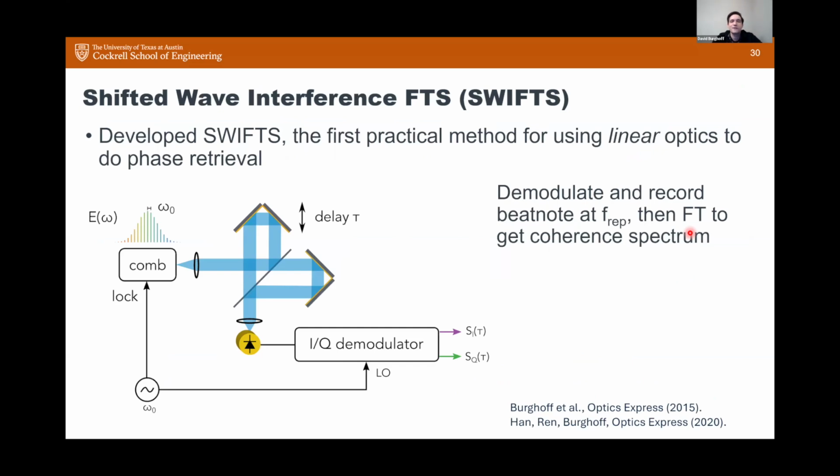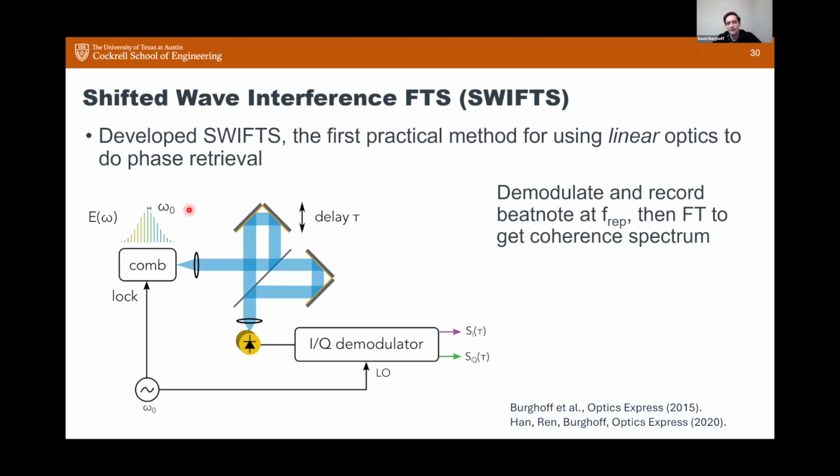Well, not to toot my own horn too much, but there was a technique that I developed while demonstrating the first combs, which is called SWIFTs, which is the first, I would say, practical method, or maybe not practical, but easy. Easy is what it is. It's an easy method for using linear optics to do phase retrieval, and it only requires that you have a Fourier transform spectrometer in terms of your optics.